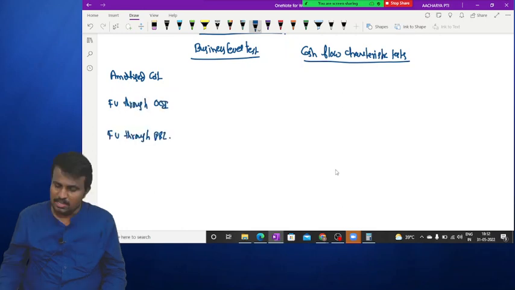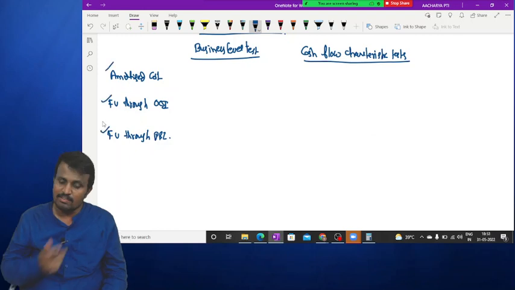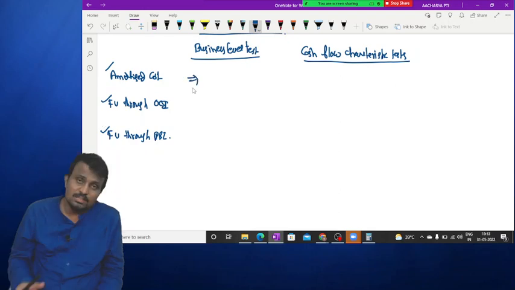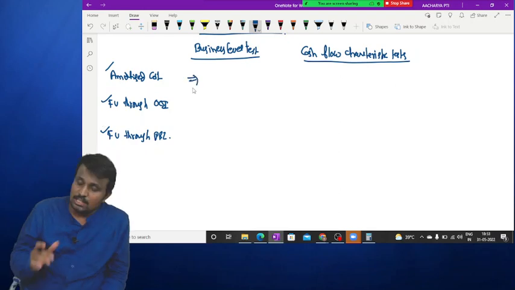So just we will verify. These two tests are required to be applied: one is the business model test and another one is the contractual cash flow characteristics test. And how we consider these two tests are applied: when we consider amortized cost, when we consider fair value through the OCI, and when we consider fair value through the profit and loss.